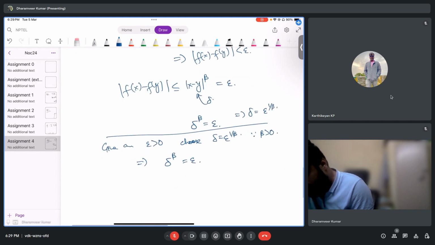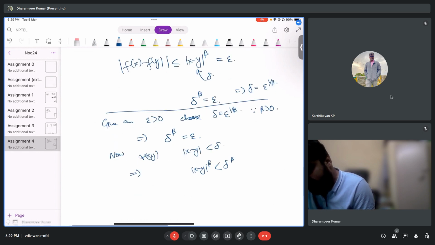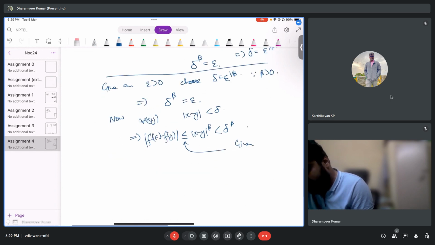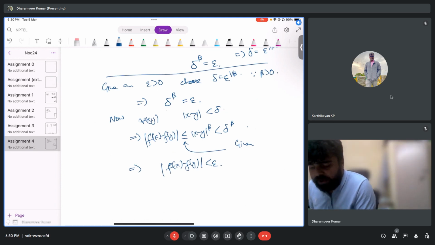Now, for all x and y such that |x minus y| is less than delta, this implies |f(x) minus f(y)| is less than beta times |x minus y|, beta, and this is given, this is given, and that implies epsilon. So for a given epsilon greater than 0, I have found a delta only dependent on epsilon.